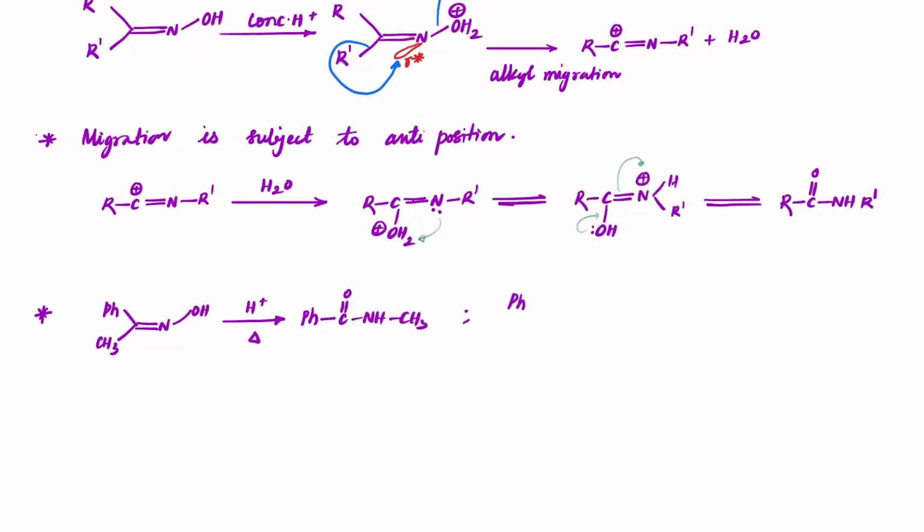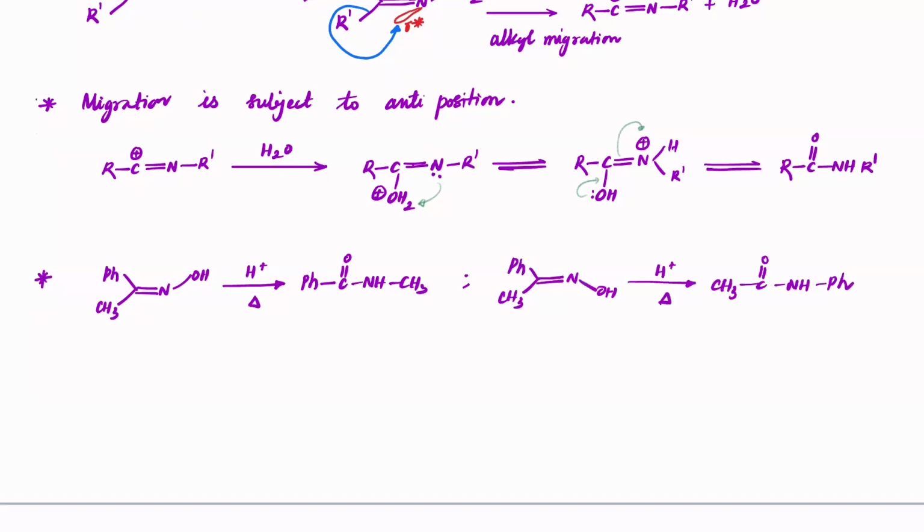While if you have Ph CH3 double bond NOH in H plus and heat, then we will report the product as CH3 C double bond O NH and phenyl. So in the earlier case, this will be N methyl, and here it will be N phenyl. Okay, so accordingly it works. Please check.